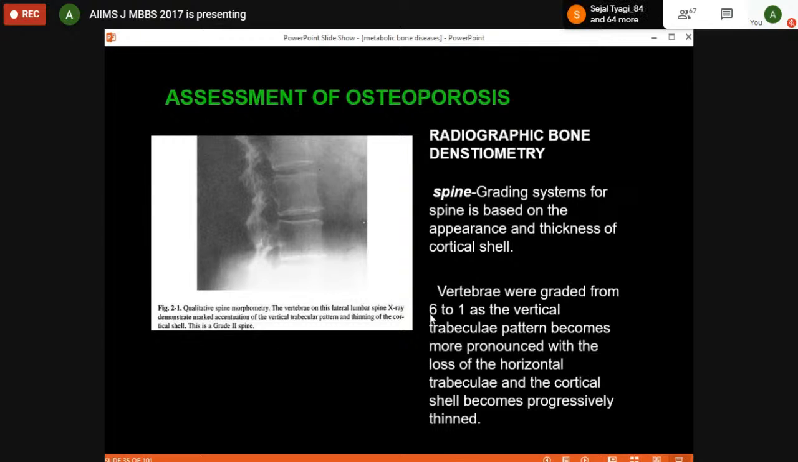Assessment of osteoporosis. First of all, radiographic bone densitometry. The grading system for the spine is based on the appearance and thickness of the cortical shell. Vertebrae are graded from 6 to 1 as the vertical trabeculae pattern becomes more pronounced with the loss of horizontal trabeculae and the cortical shell becomes progressively thinned. Here you can see a thinned cortical shell. There are small lines showing the cortical shell has become very thin, and you can see that horizontal trabeculae are not seen in this X-ray, but the vertical ones look good.